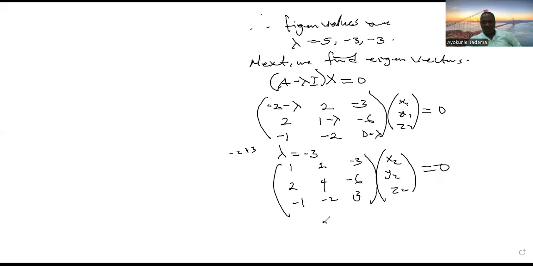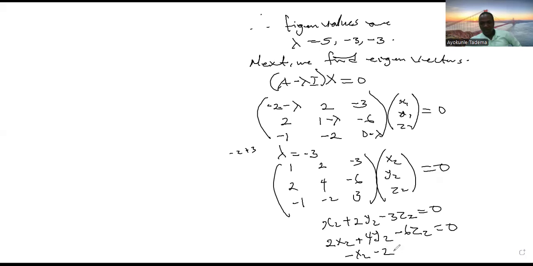Simplify this, you have what? x2 plus 2y2 minus 3z2 equals 0. We have 2x2 plus 4y2 minus 6z2 equals 0. And the last one, minus x2 minus 2y2 plus 3z2 equals 0.